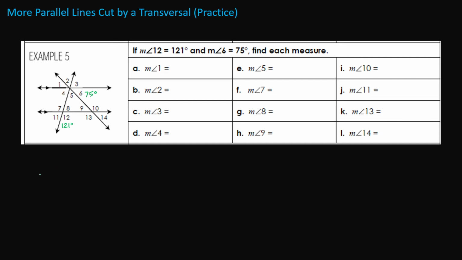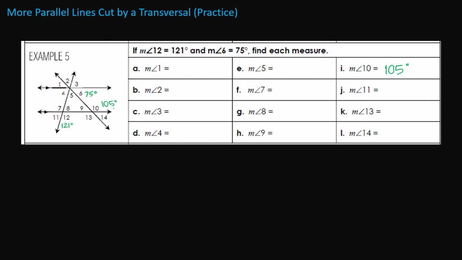I want to start out by noting that I've got two parallel lines. And what I'm seeing here is that angle 6 and angle 10 are supplementary to each other because they are same side interior angles. So that means that the measure of angle 10 is going to be 180 minus 75. That's 105 degrees, and I'll label it here.